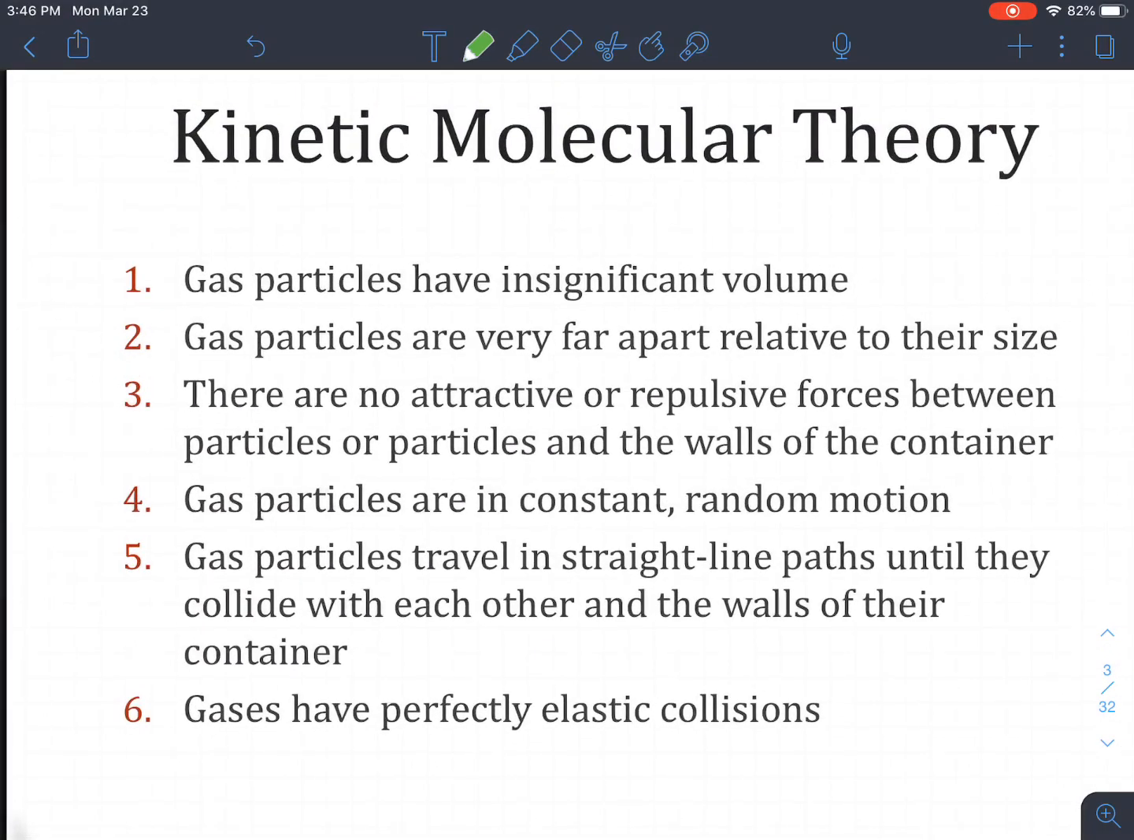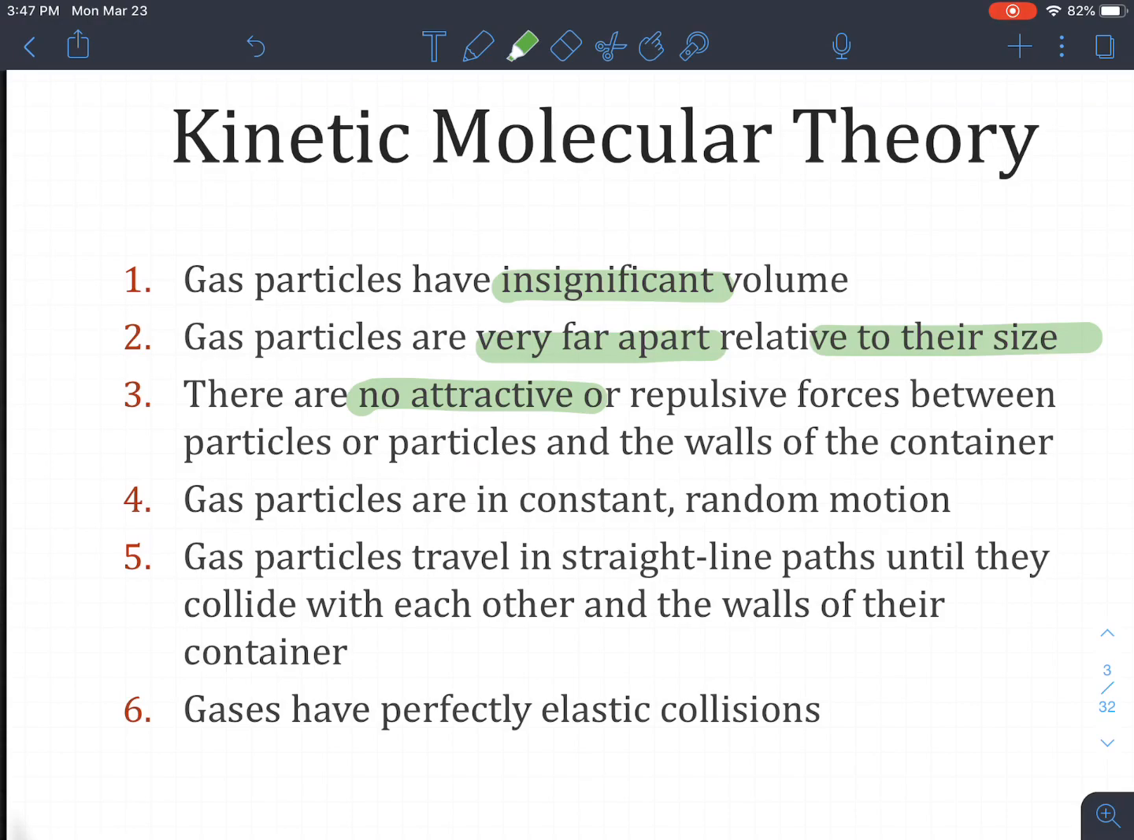And here are some of the various things that the kinetic molecular theory has as well. We're going to go over some of these together because I think that they're easier to explain if we group them up together. For instance, let's just read through the first 3 here. Gas particles have insignificant volume. Gas particles are very far apart relative to their size, and there are no attractive or repulsive forces between particles or particles in the walls of the container. Actually, we're going to go through all of it. It just makes more sense.